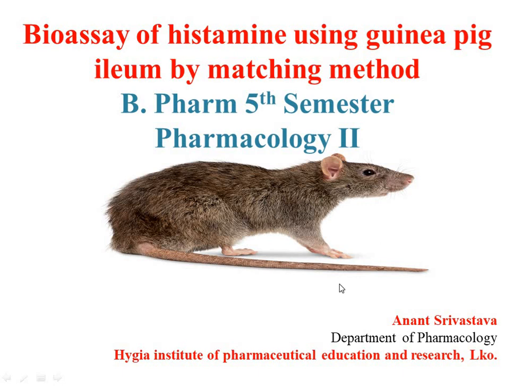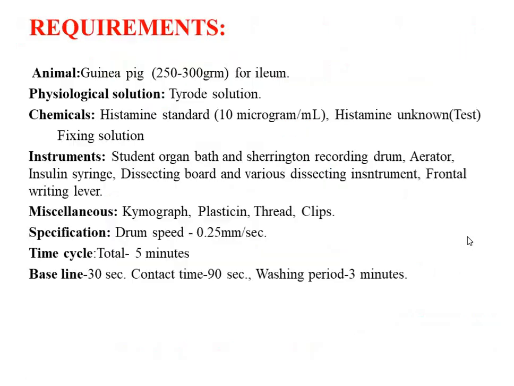Okay, now we will talk about the experiment of B Pharmacy 5th semester in Pharmacology 2nd: the bioassay of histamine using guinea pig ileum by matching method. So, the requirement for this experiment will be basically we require the guinea pig ileum and physiological salt solution.